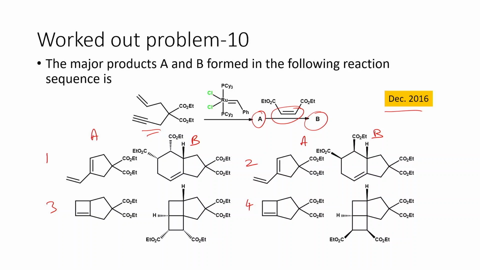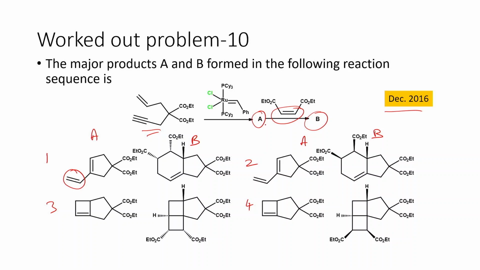If you look at options 1, 2, 3 and 4, options 1 and 2 have a 5-membered ring as the intermediate A, but with an exocyclic double bond, and in 3 and 4 we again have a 5-membered ring, but this is a cyclobutene type compound. So in both cases we have a 5-membered ring that is formed. So it is a little bit difficult to identify what could be the final product.